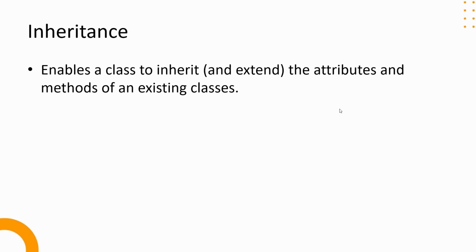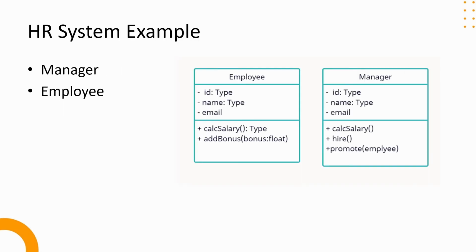Let's take another example. Suppose that we have an HR system in which we have an employee class and a manager class. As you can see here, they both share common characteristics like the ID, the name, the email, and the calculate salary. And they also have different methods: in the employee class, we have an add bonus that's not in the manager class, and the hire and promote methods in the manager class are not in the employee class.